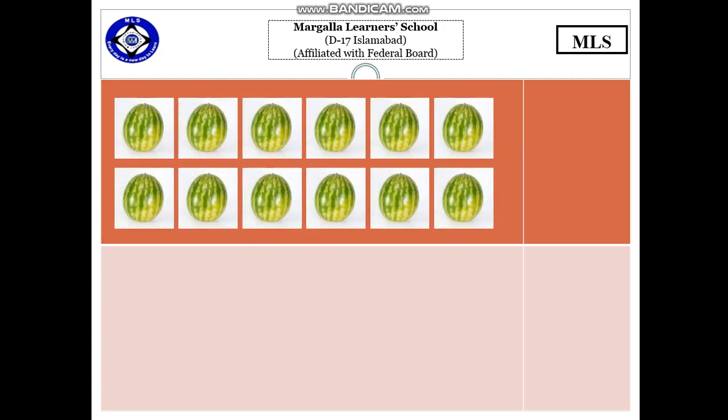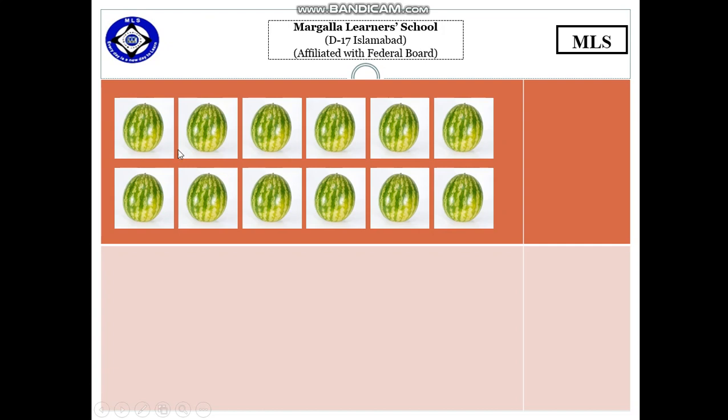Okay, now let's look at these objects and count them. Let's count them together. These are watermelons. Let's count the watermelons together.